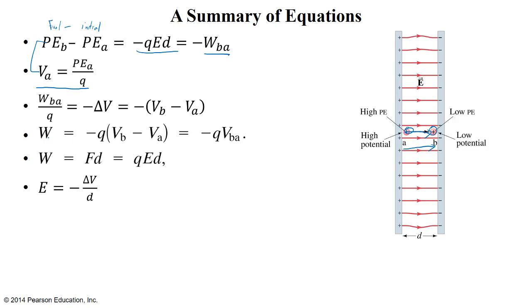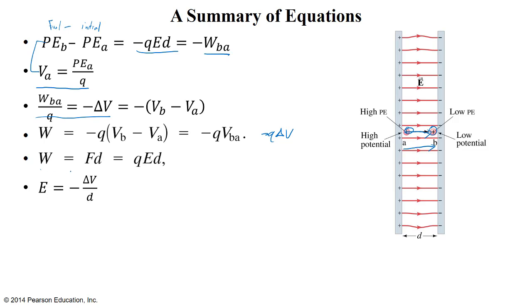And then if we multiply this equation by Q, we end up with this equation. The work done is equal to the opposite of the electric potential difference. So this says Q V_BA, but it could just as easily have said negative Q delta V. So it's just this equation. We multiplied every term by Q.